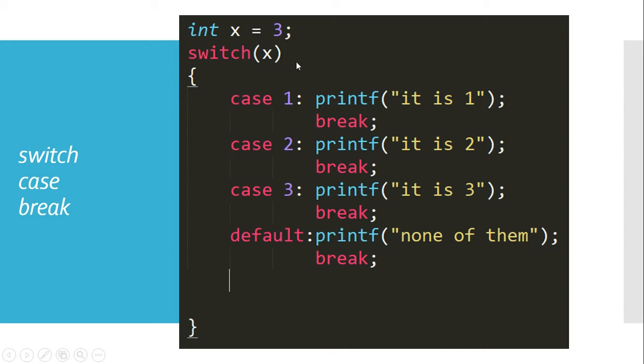Switch x, okay? So let's say x is 1. If x is 1, it's going to print it is 1. If x is 2, then it's going to print it is 2. If x is 3, then it's going to print it is 3. So we had initialized it as 3, so of course it's going to go right here. If it was 4, it would go here. If it was 5, it would go here. If it was anything else, it would go right here to none of them.